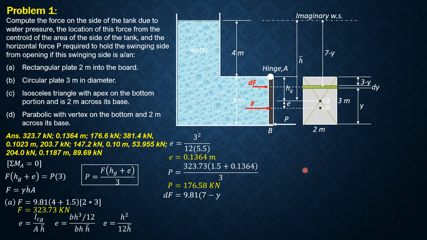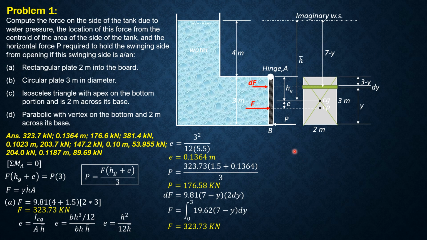So the differential force equals gamma 9.81 times 7 minus y, the distance of the centroid to the liquid surface, or the distance from this horizontal strip to the liquid surface. The pressure is uniform over that differential area, and the differential area is 2 meters times dy, the area of the strip. So using your calculator or by manually evaluating the integral, it will give us the same answer in decimal form, 323.73 kilonewtons. If you have your calculator, you can evaluate this, or you can evaluate it manually.